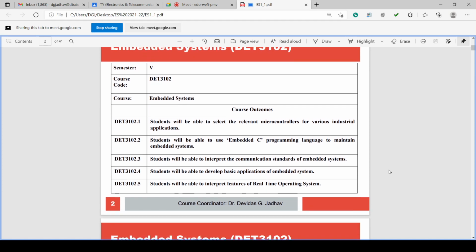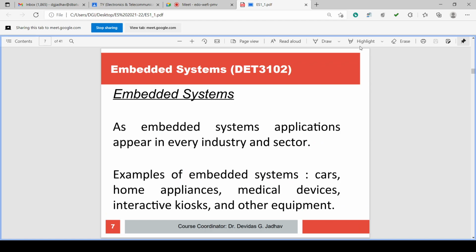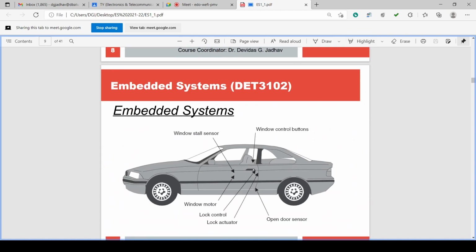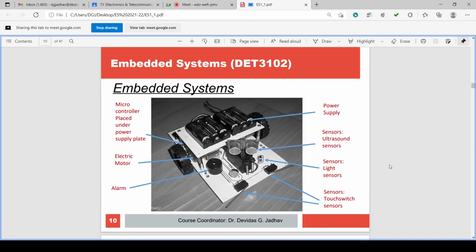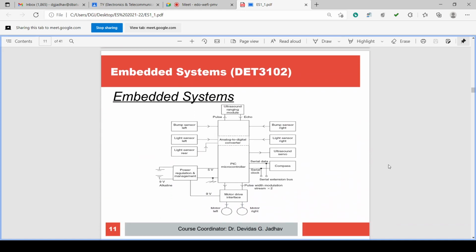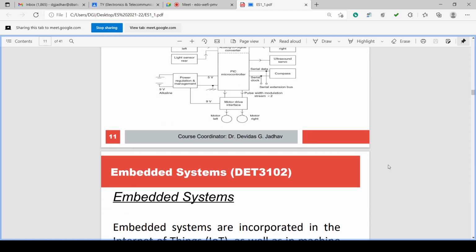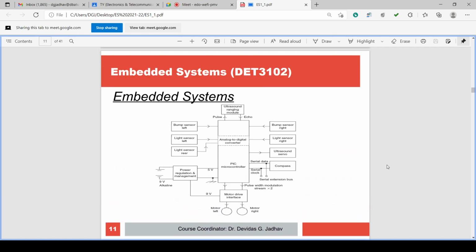Okay, so let us check the embedded system applications we have seen. Embedded system, one more application, that is the robo buggy we have seen, and it's a block diagram we have seen. This block diagram I will repeat today again.